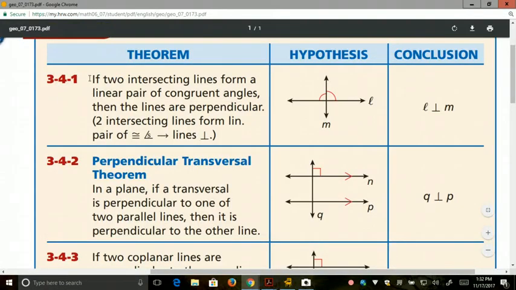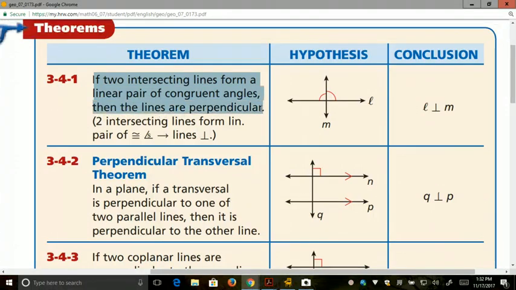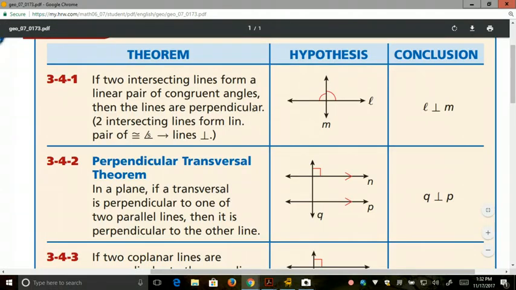The first one, 341, says if two intersecting lines form a linear pair of congruent angles, then the lines are perpendicular. This is something that's really basic, and we could actually do a simple proof of. Basically, you have this picture right here. You have line L. So you've got this angle and this angle making our linear pair, and the angles are congruent. For them to be congruent, since they have to add to 180, that means that they both have to be 90.